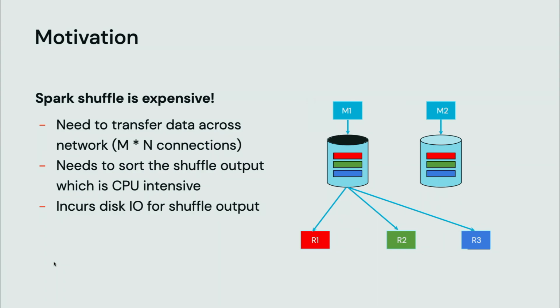So if any of you have used Spark seriously, then you might know that shuffle is actually one of the most expensive operations in Spark, especially in joins. And the reason for that is that in order to shuffle, you have to move data across the network. And you also need to, in most cases, sort the shuffle output, which is CPU intensive. And lastly, you also need to write shuffle files to your local disk, which is disk I/O intensive.